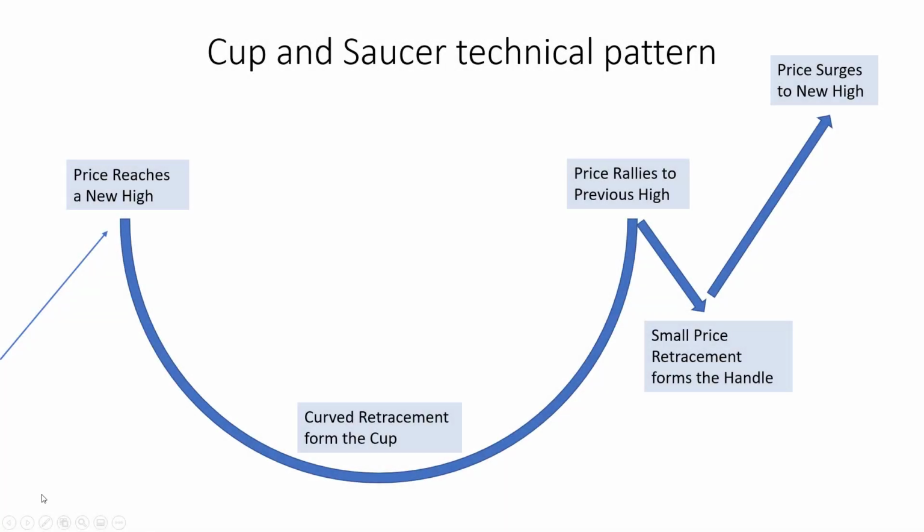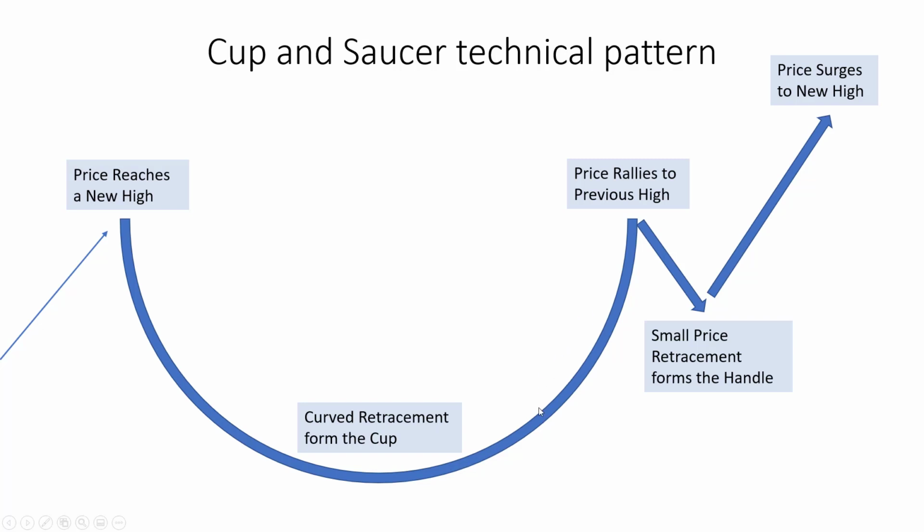So let's look at the cup and saucer technical pattern. The way this pattern forms is you've got a price chart that goes up to a certain point. So this is a new high in whatever price that asset reaches. And from that high, we see a retracement. So this retracement here is curved. So we don't want to see like a V straight down and up. We want to see a curve, and this actual curve forms what we call the cup.